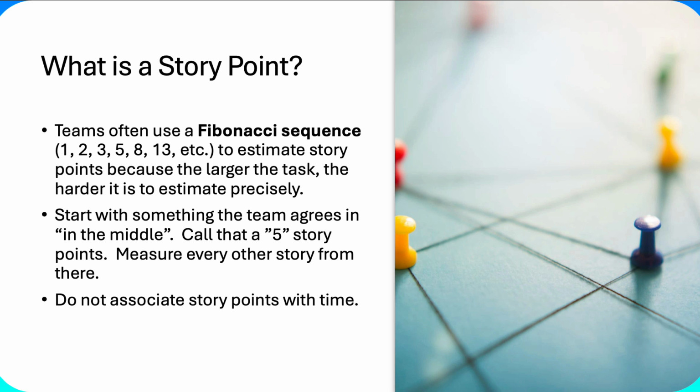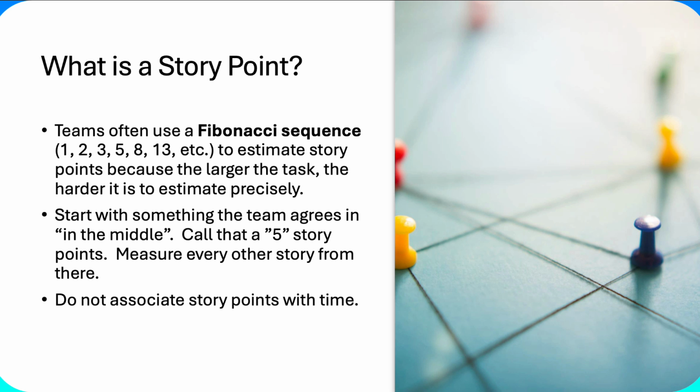And the way you do this is you measure things relative to each other. So if you're going to sit down for the first time as a team and look at your product backlog, you should take a look at it and pick something that the team agrees is kind of in the middle, not too complex, not too simple, and maybe you call that 5 story points, and then you're going to measure the rest of the story points from that. If it looks more complex than that, maybe it's an 8 or a 13. If it's less, maybe it's a 1, 2, or 3. Again, do not associate story points with time.